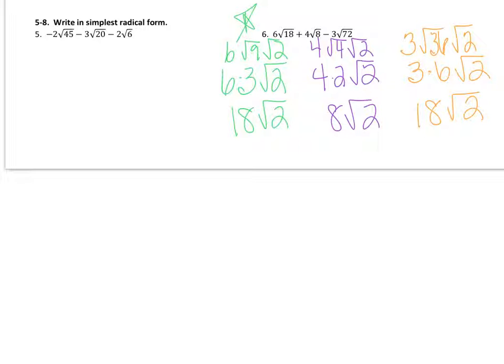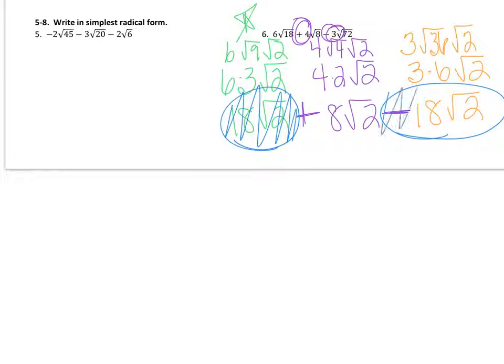When we're looking at these, there was a plus sign in between the first two and a minus sign in between the last two. I hope you see that we have an 18 radical 2 and a negative 18 radical 2, which will cancel out, and that means my final answer is 8 radical 2.